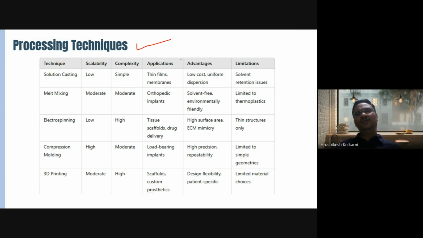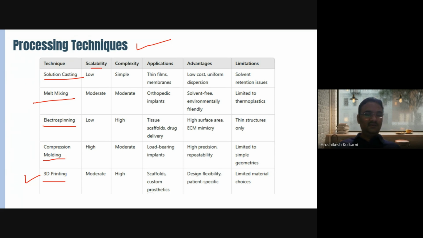The most common and popular manufacturing technique is solution casting. Solution casting means we combine matrix and filler together and keep it for casting. After the evaporation of the solution or some contents, we get the final product. We can produce films or plates in different shapes. Then there are melt mixing, electrospinning, compression molding, and 3D printing. These are the most popular manufacturing techniques. In 3D printing, nowadays, a huge number of research papers are getting published.